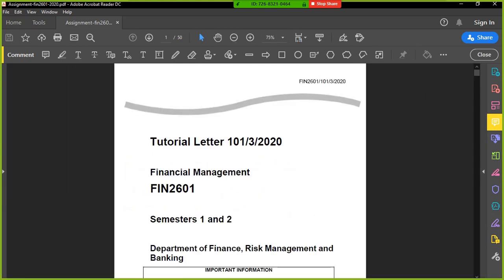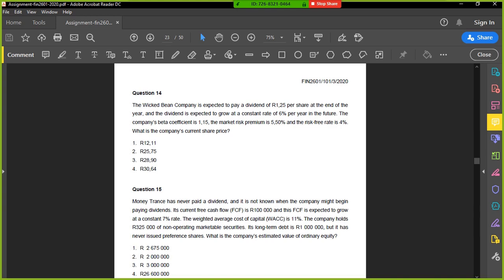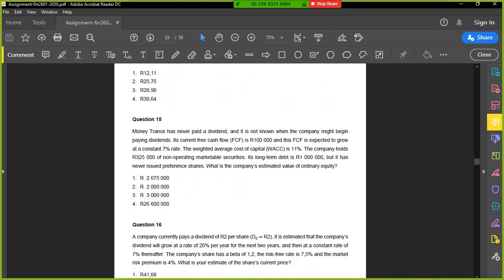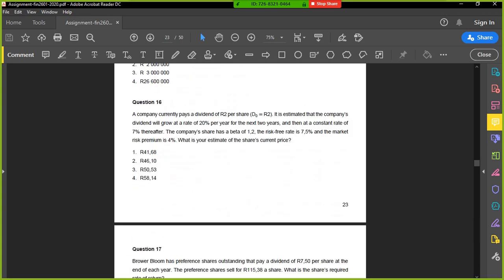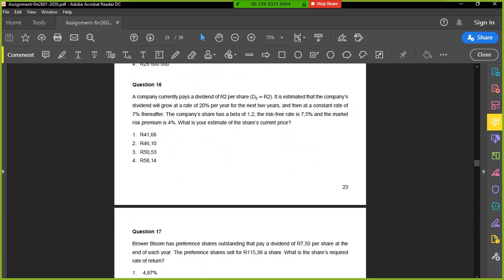All right, let's go to... Do you know what page it's on? It's page 23. Perfect, thanks. Okay, let's go to 23. There we go. Question 15. 16. Yeah, this one. Okay, so let's look at these.